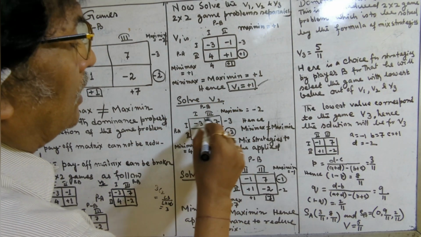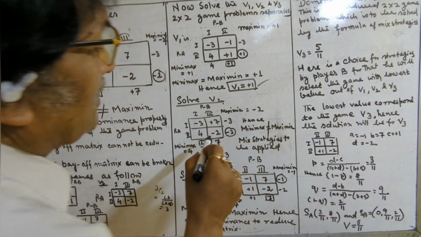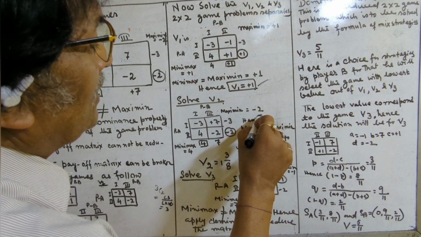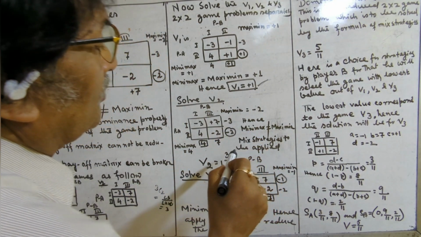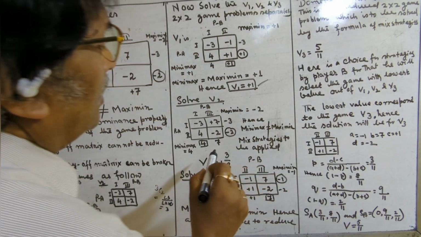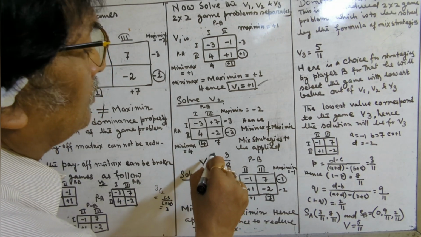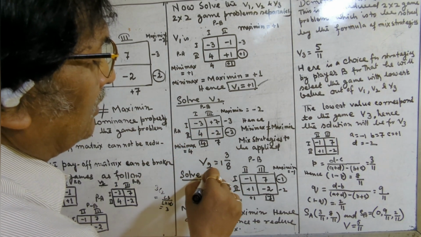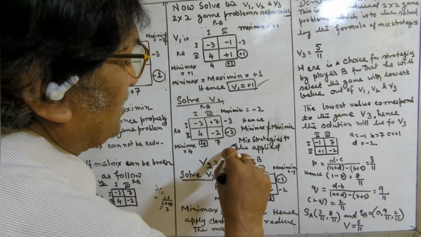Now for V2, I am not going to discuss in detail because you know how to apply the minimax maximin criteria. With this you will see the maximin value is minus 2 and the minimax value is plus 4. That means it is not same. That's why we have to go for mixed strategies. We have already discussed the formula for mixed strategies to find out the value of the game. You will put the values minus 3, 7 and then you will get the value of the game by applying the formula for 2 by 2 mixed strategies.